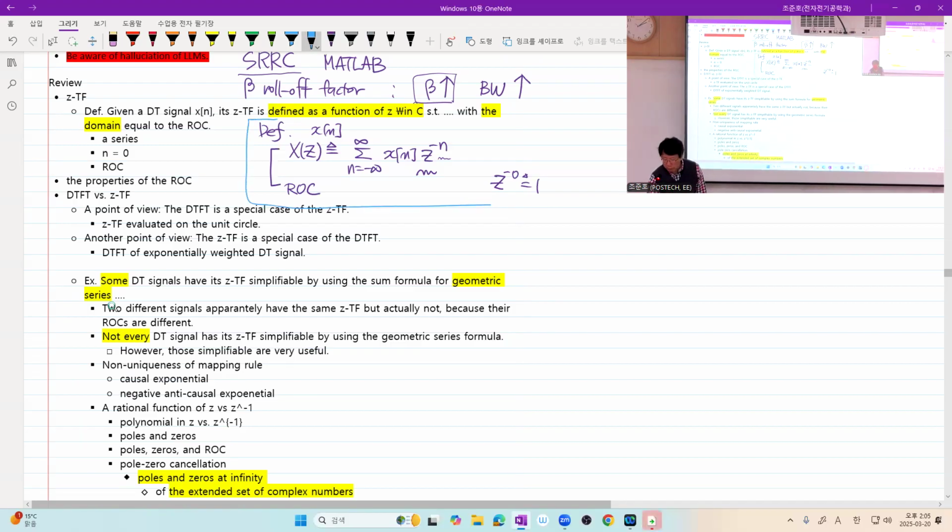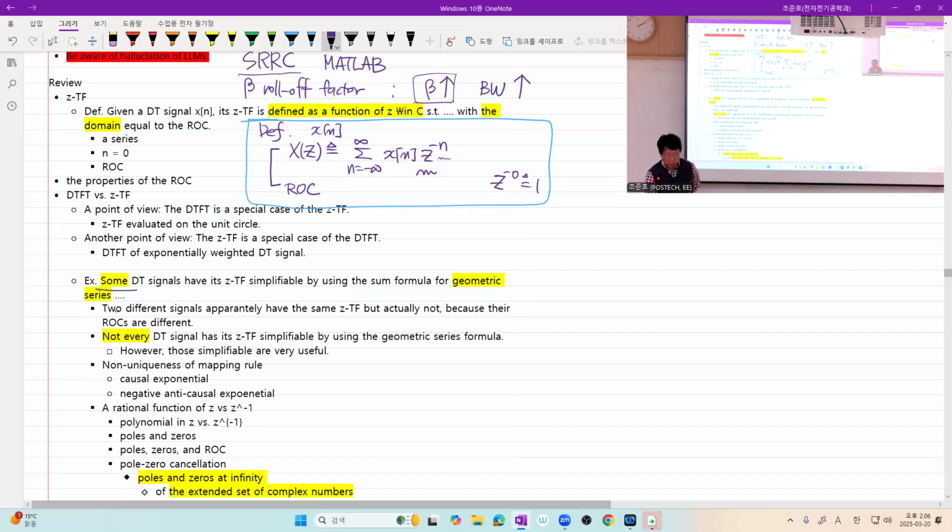And sometimes the Z transform of a discrete time signal may be much simplified by using the geometric sum formula. But when we use the geometric sum formula, we always have to be careful about the fact that the absolute value of the common ratio must be less than 1, otherwise that formula cannot be applicable. That's what you have to remember.